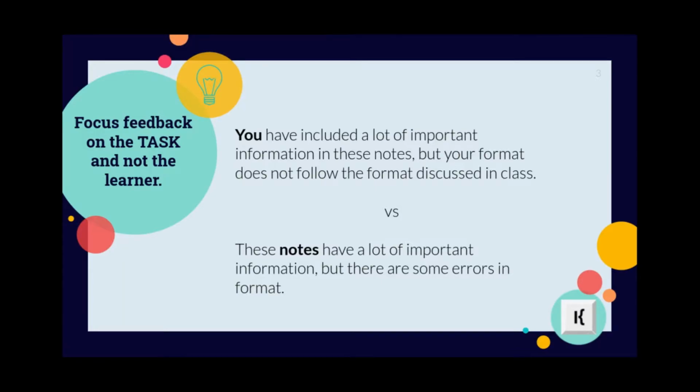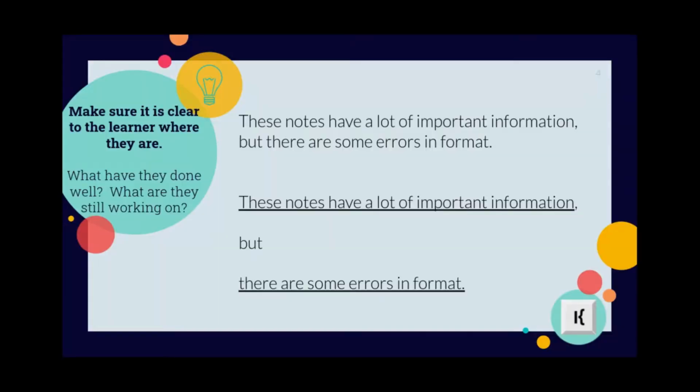And so just take, for example, these two different feedback types. So the first one is, you have included a lot of important information in these notes, but your format does not follow the format discussed in class. Versus, these notes have a lot of important information, but there are some errors in format. The first one, just by the subject being the learner themselves, can feel like a personal attack. And the second way of delivering that feedback just has a much more objective feeling to it. And the learner might be more willing to listen to the feedback that's delivered in such a fashion.